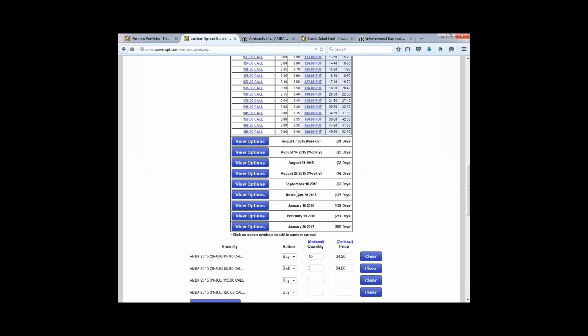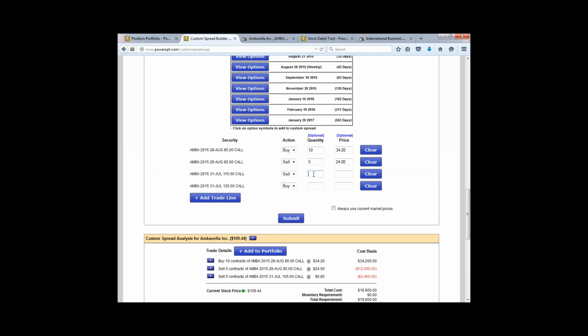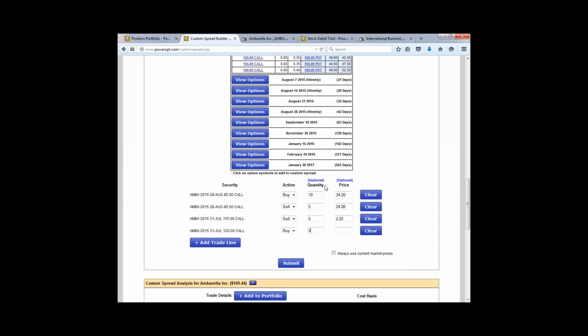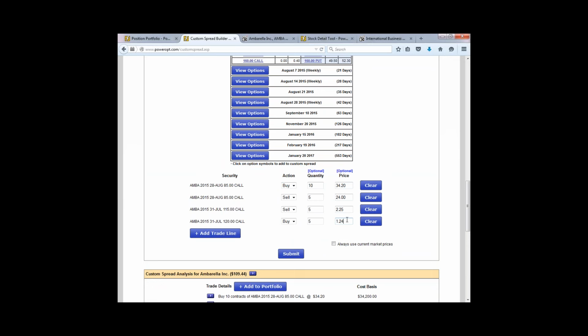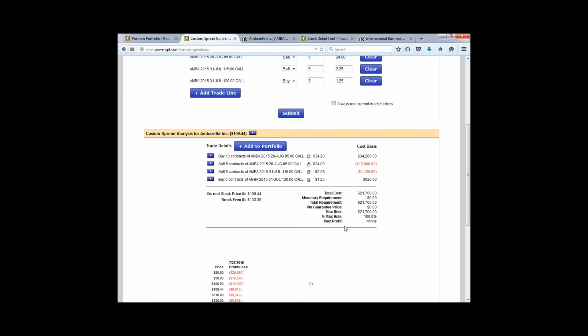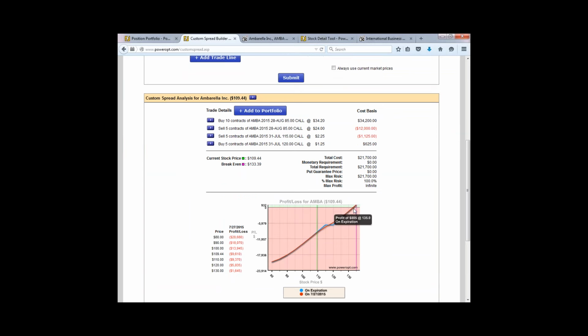It's about half. So again, we're going to sell 5 at 225. Then we're going to put that credit spread in. We're going to buy 5, and it was about 140. No, 120. Sorry, folks. Here we go. Still, it gives you that synthetic long, but your break-even's not up to 133.39.